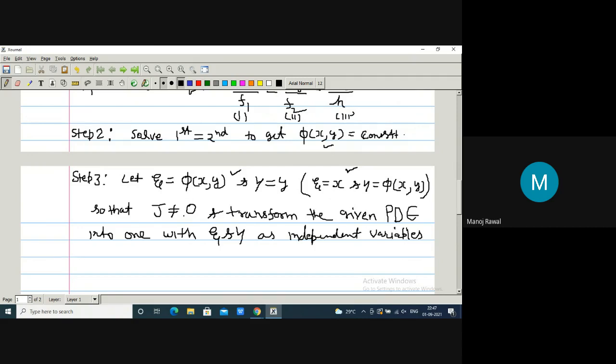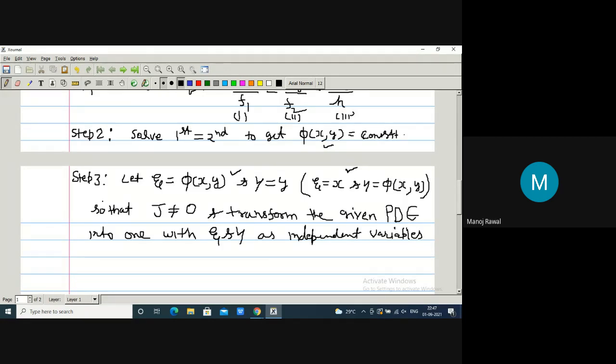If it is non-zero, then our procedure is right. We can proceed further. But in step 3, our equation will turn into xi and eta. The time you get your equation in xi and eta, that is known as canonical form.